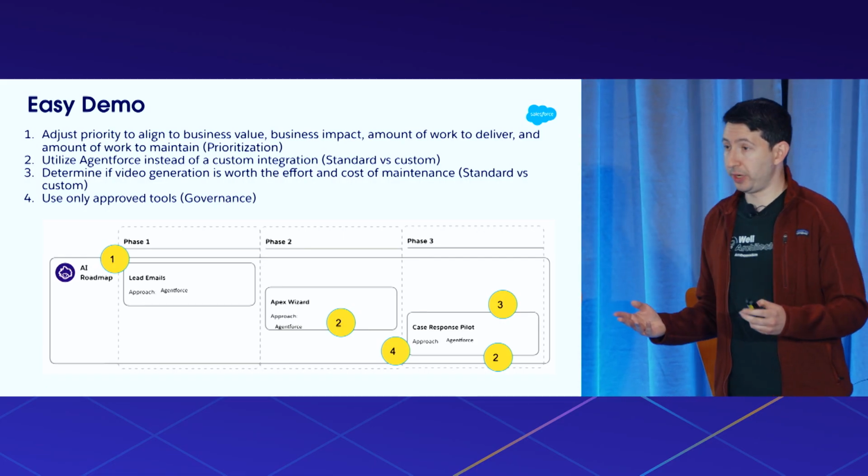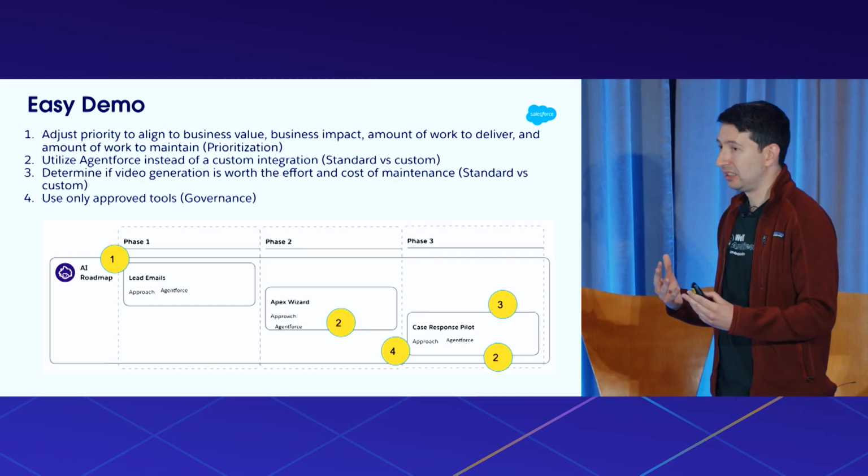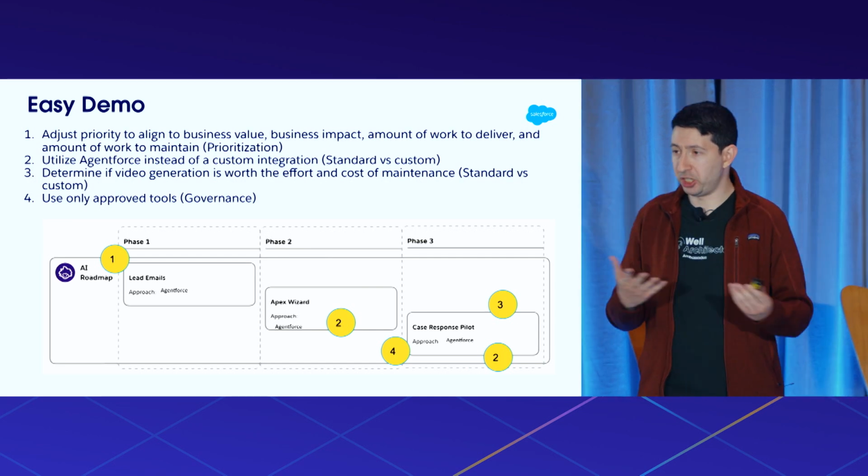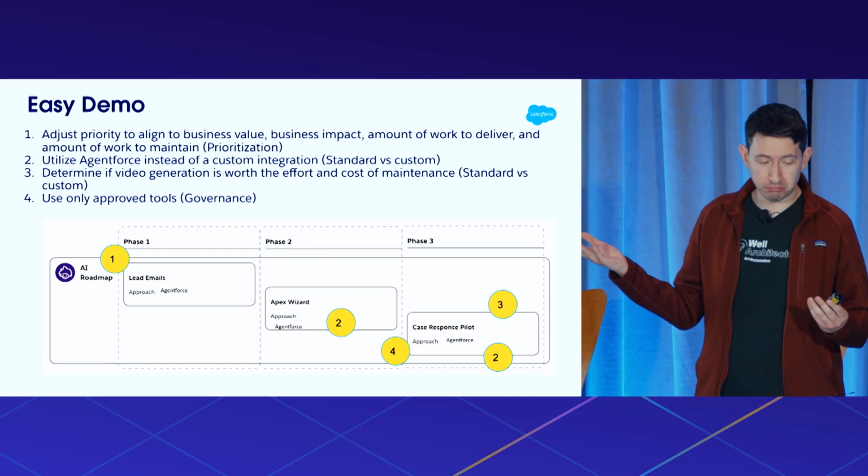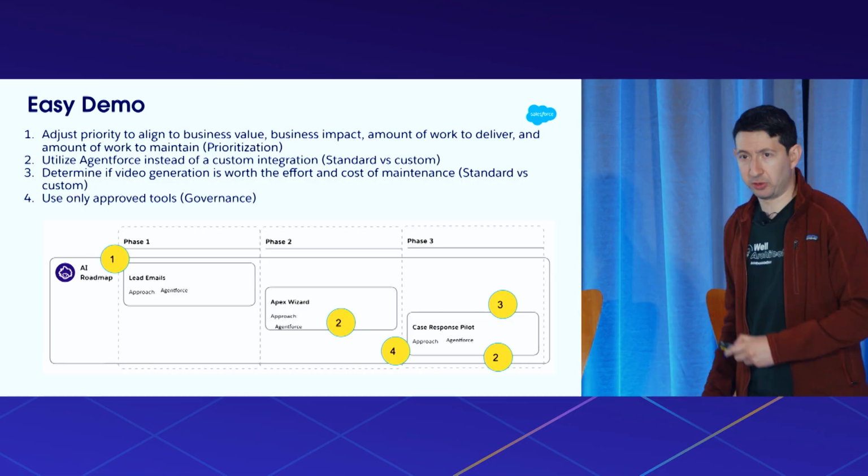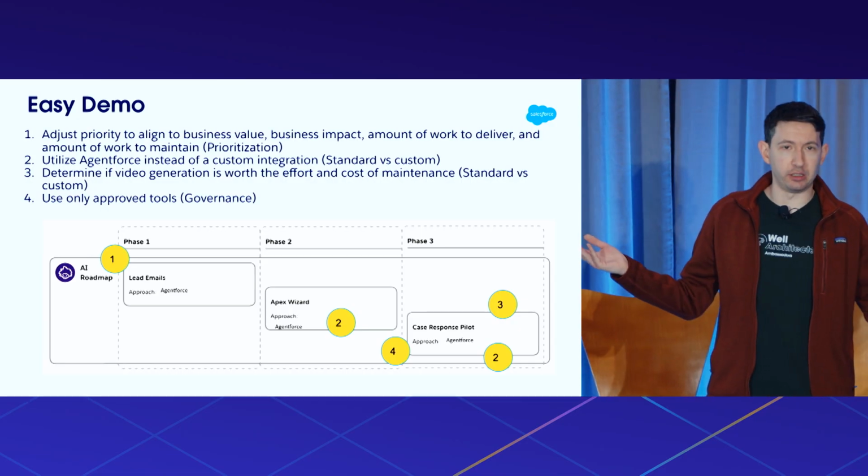Maybe for the Apex wizard, we simplify it in a way where we don't need a bunch of custom, hard-to-use tools. We can use Agentforce to handle cases instead. And then we need to ask ourselves, we have a 6-month backlog. Do we need to do everything on our roadmap?